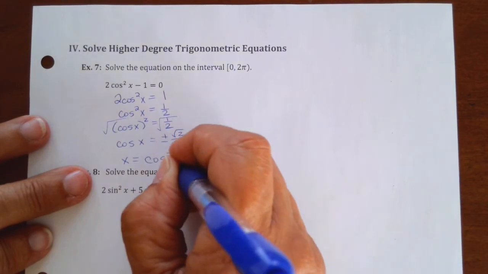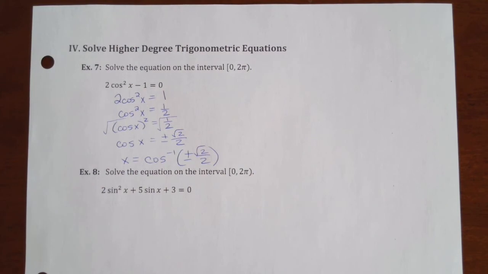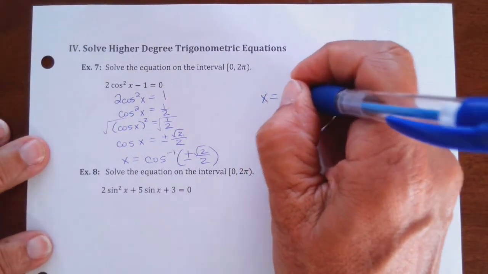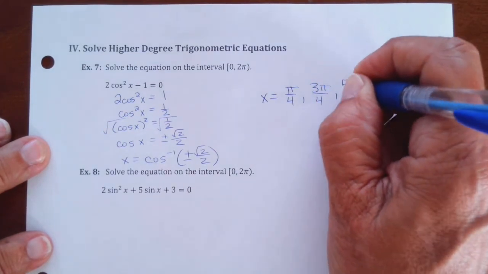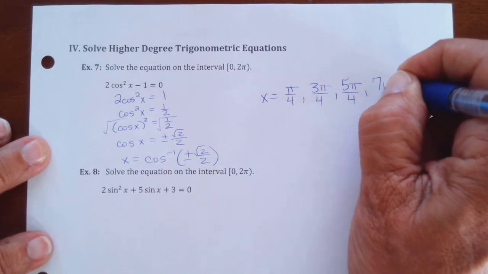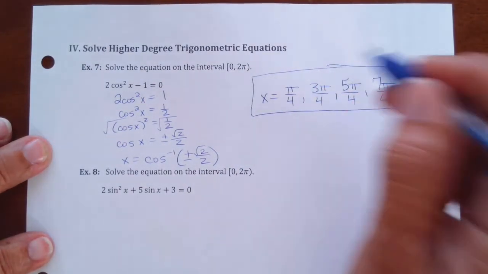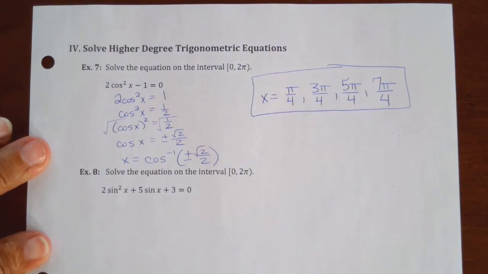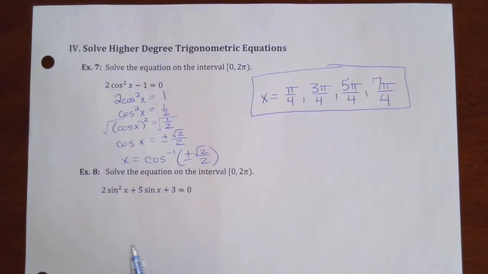So I'm looking for any angle on the unit circle where the cosine is positive or negative square root of 2 over 2. So those are all of your 45-degree angles, okay? So we would get pi over 4, 3 pi over 4, 5 pi over 4, 7 pi over 4. All of those are within this interval. All of those have cosine values of either positive square root of 2 over 2 or negative. Okay? So that one had a higher degree, the square, so you end up with more answers because you're going to get plus or minus with those.